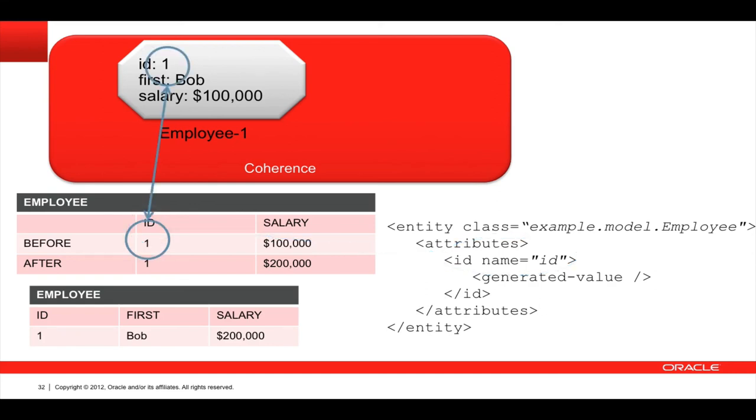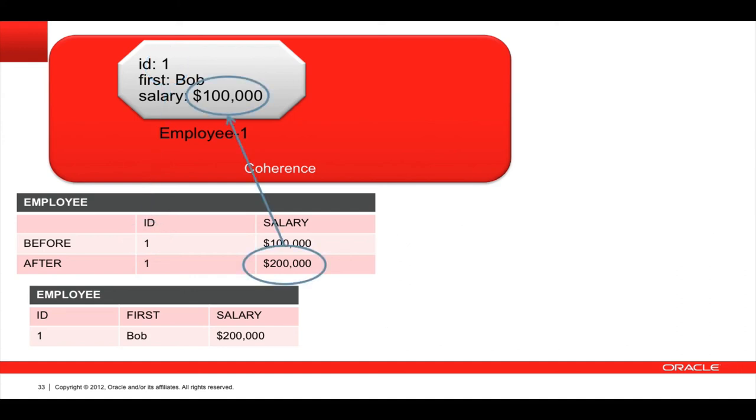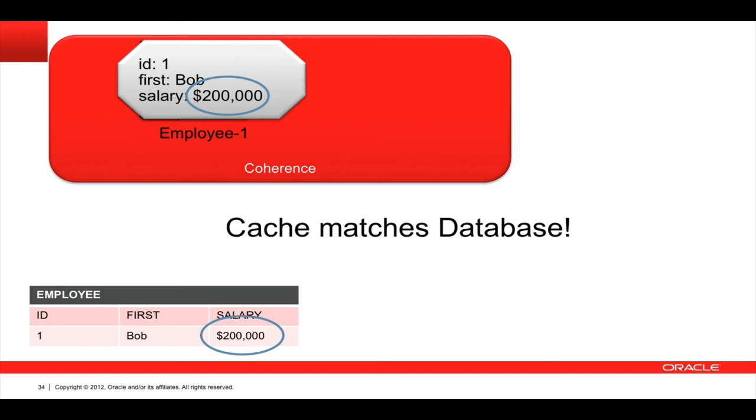So given that we know that the ID of the object, which is 1, we can go look up employee 1 in the cache using the information we have at hand. The HotCache can then take the changed value, the new value, which is the salary, and apply that change to the salary field in the employee object in the cache, so that now it matches the database. So it's actually fairly straightforward. The linkage between database and cache is not black magic. It's a pretty straightforward transformation here.